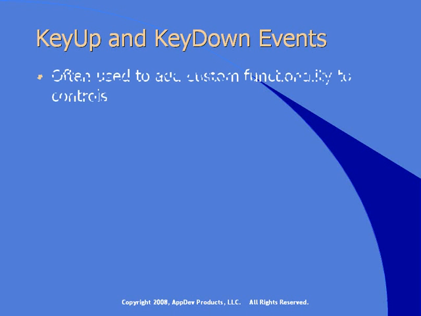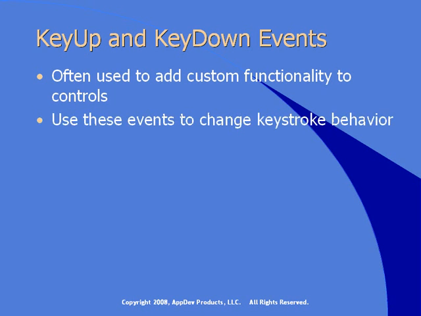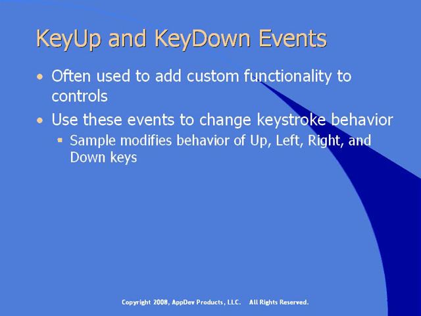The key up and key down events are often used to add custom functionality to controls. You can use these events to change keystroke behavior. The sample modifies, in a somewhat clumsy sort of way, the behavior of the up, left, right, and down keys. Let's look at the example of these two events to see how you might use them.